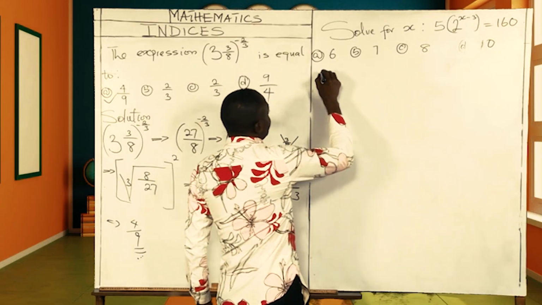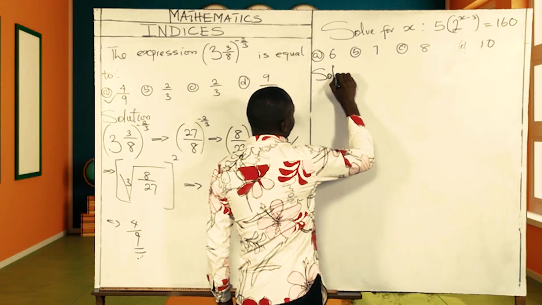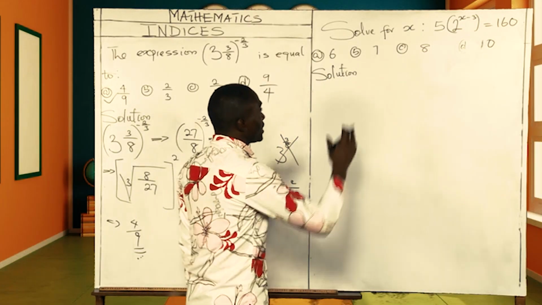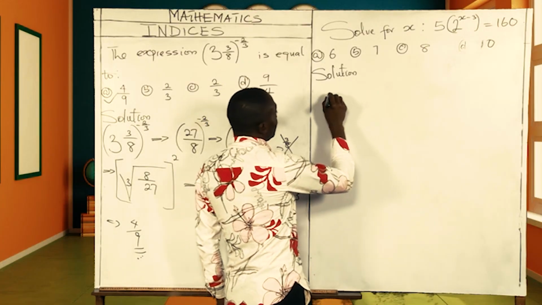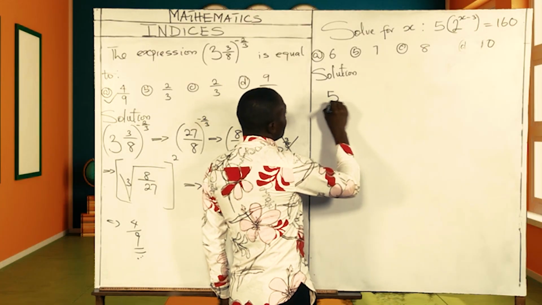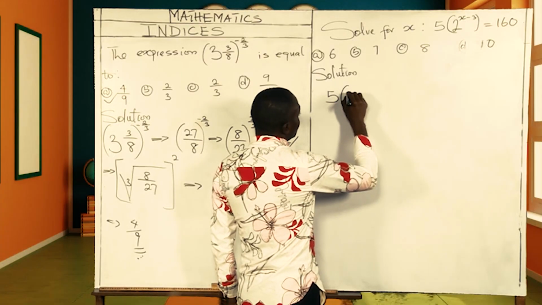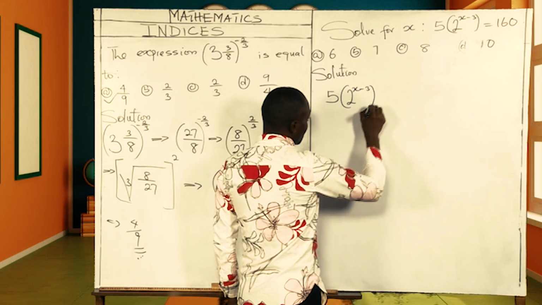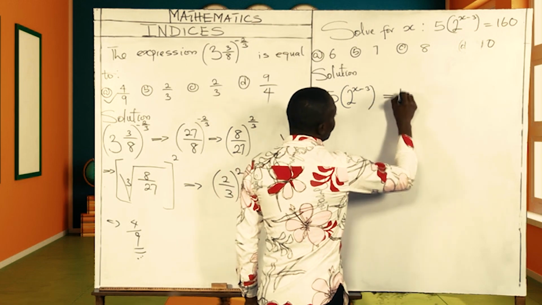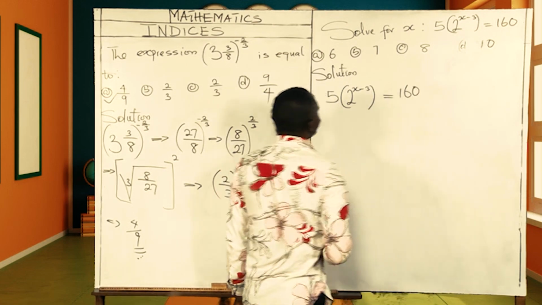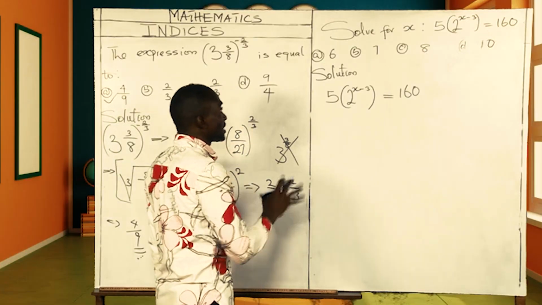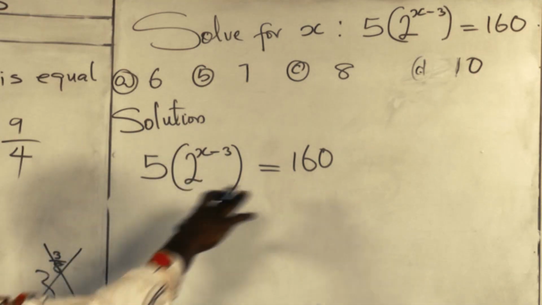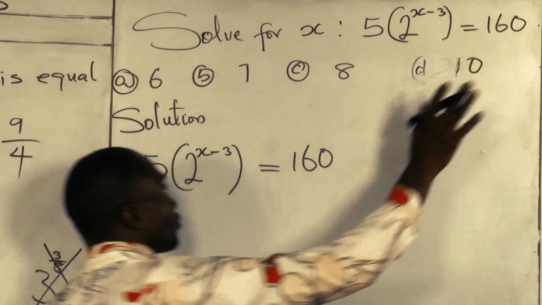Solution. Okay, let's write out the question. We have 5 open bracket 2 raised to the power of x minus 3 close the bracket equals 160. This is an equation. That's why we are asked to solve for x, for the value of x. Since you see the equal sign, it's an equation.